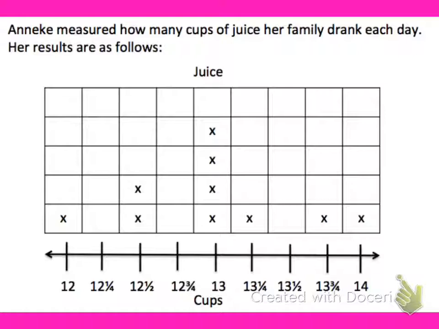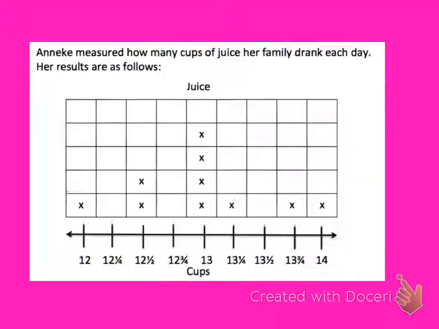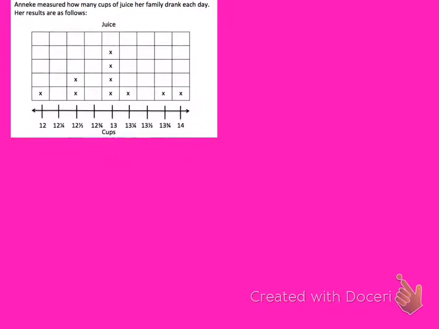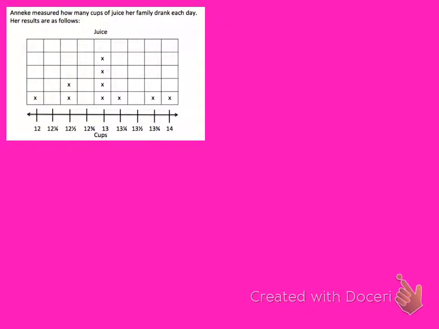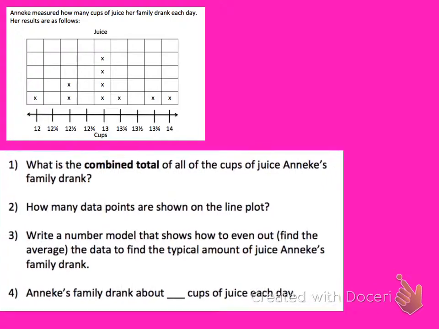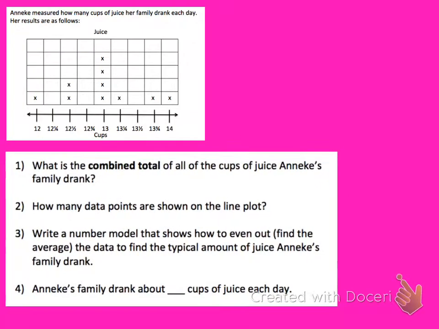This one is about Annika's family. She measured how many cups of juice her family drank each day. So here's our data for how much juice she drank. And again we have those 4 questions that we're going to answer. So the first one is, what is the combined total of all the cups of juice Annika's family drank?